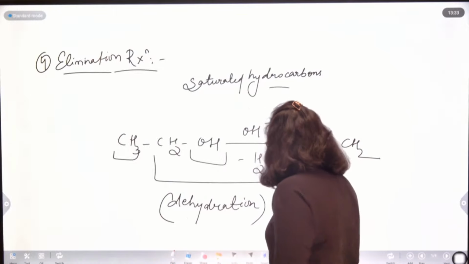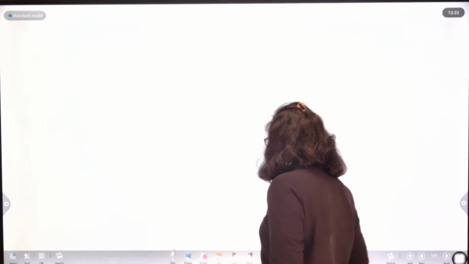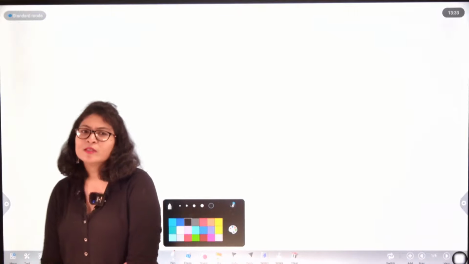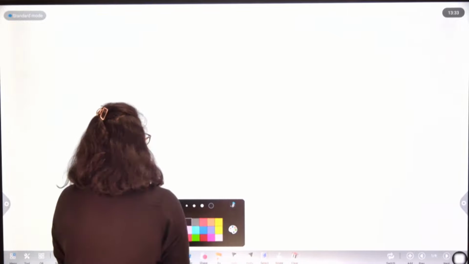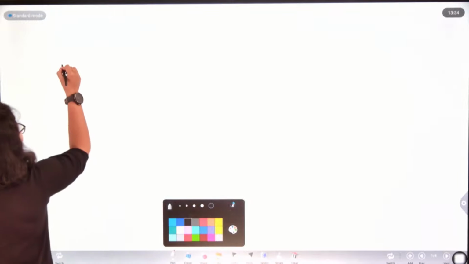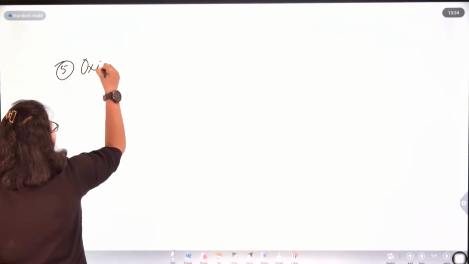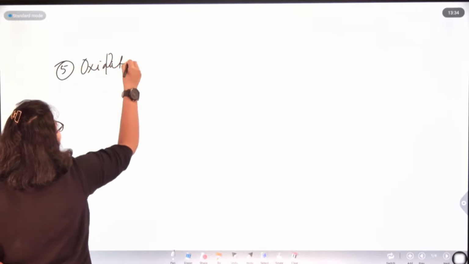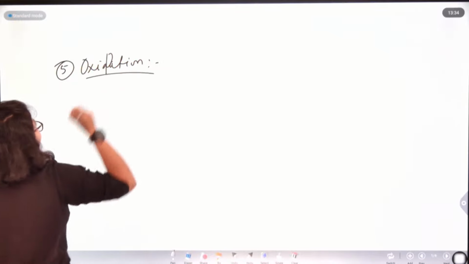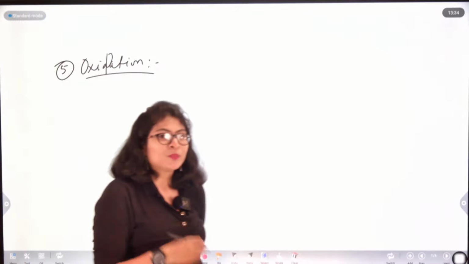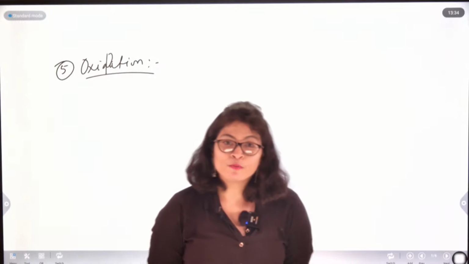The last category, it's not the last, but probably for you it's the last. When we deal with the chemical functional groups in detail, then in those chemical reactions we will take up individual reactions as well as their mechanisms also. So the last is oxidation reaction. I guess this is the fifth one. Now, what do you mean by oxidation? Oxidation basically means addition of oxygen.